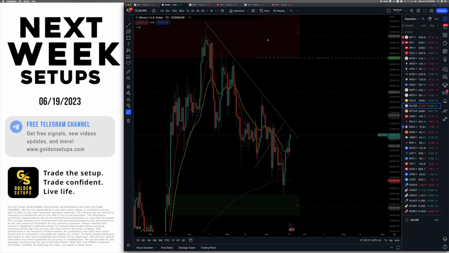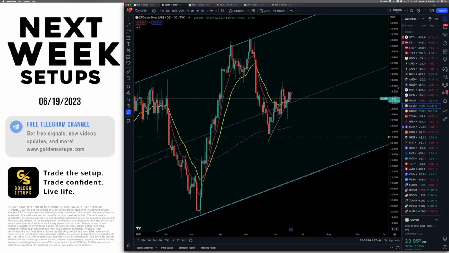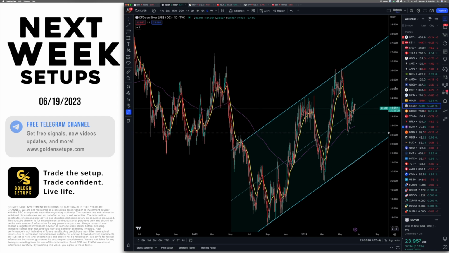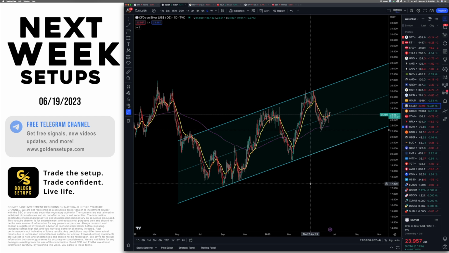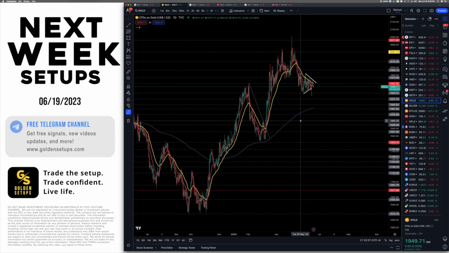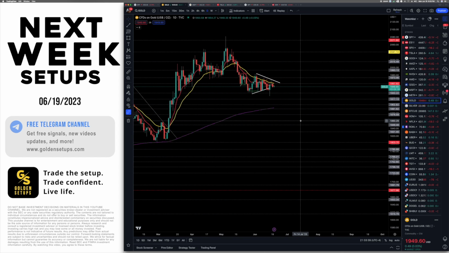Let's look at silver. All right, looking at silver on the daily, silver is still channeling. We had this channel drawn a few weeks ago, and we're still in the channel. So feel free to use whatever trigger you want to go ahead and play the channel. Looking at gold.